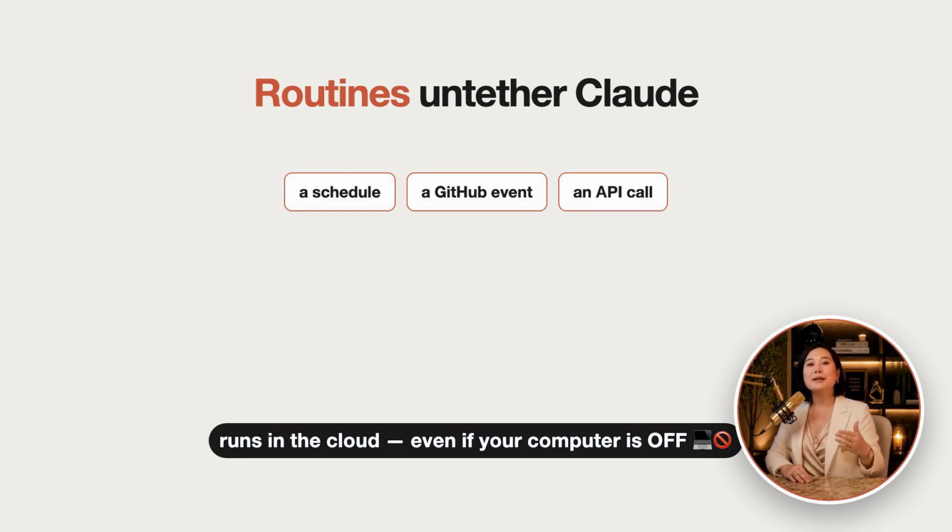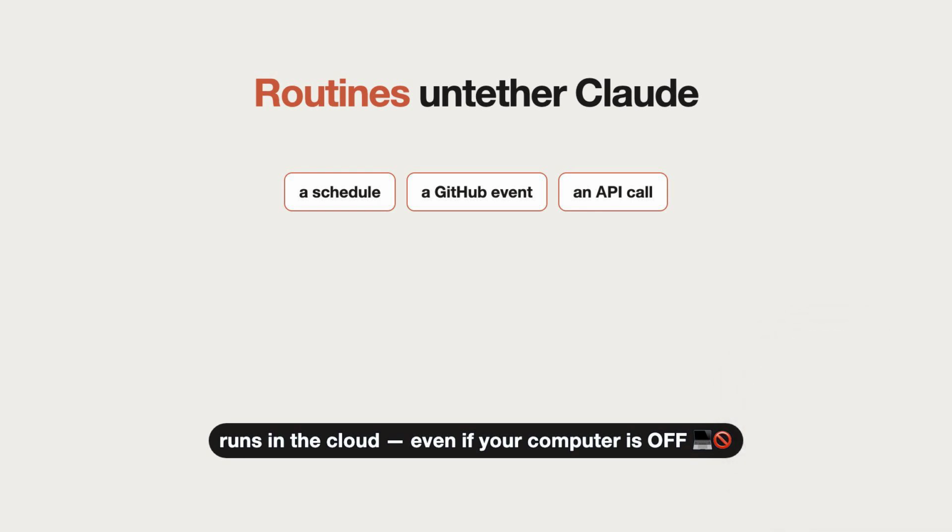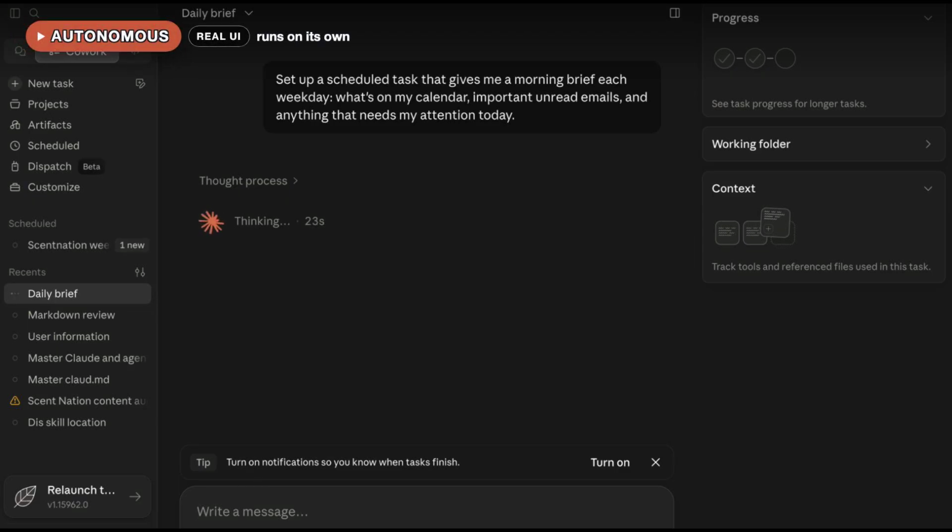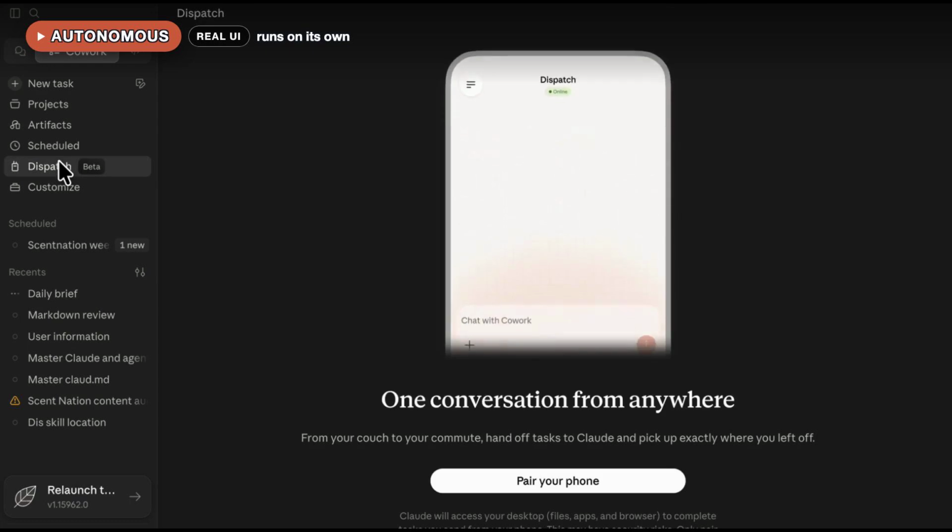So that's layer 4. This is Claude working for you while you're not even there. And that, everyone, brings us to the complete picture. And this is where it gets a little wild. Claude running on its own.